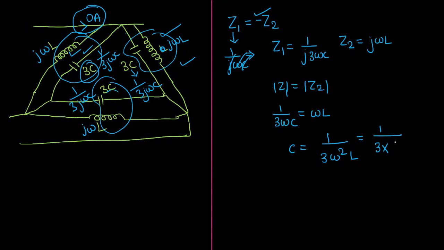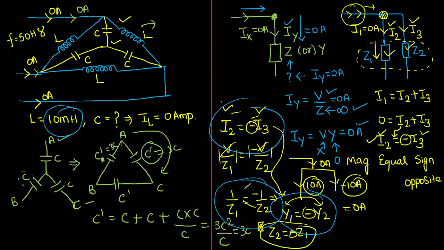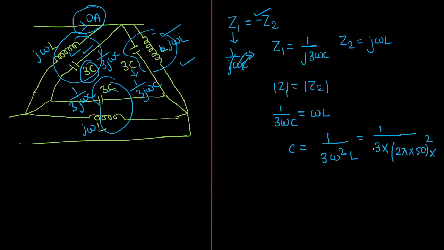Everything is given. Let us replace. Omega can be written as 2 pi into 50, whole square, into the value of the inductance. What is the value of inductance? Inductance will be 10 millihenry. Okay, 10 milli means 10 into 10 power minus 3. Now reduce this, you will come up with the value of capacitor.